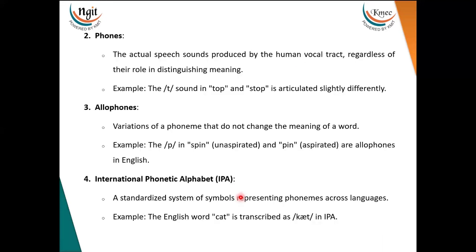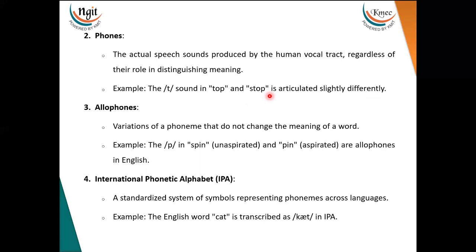Next is phones. These are the actual speech sounds produced by the human vocal tract, regardless of their role in distinguishing meaning. For example, the T sound in top and stop is articulated slightly differently. That is, you can see the aspirated T and the normal T, in top and stop, which contain the alphabet T.